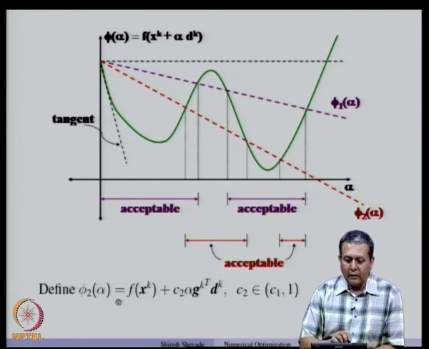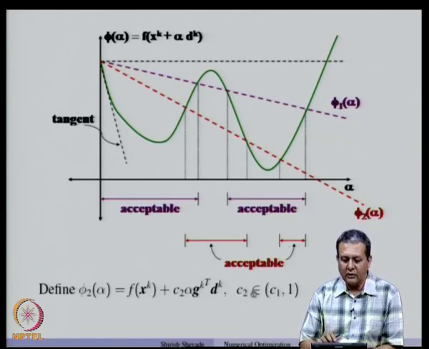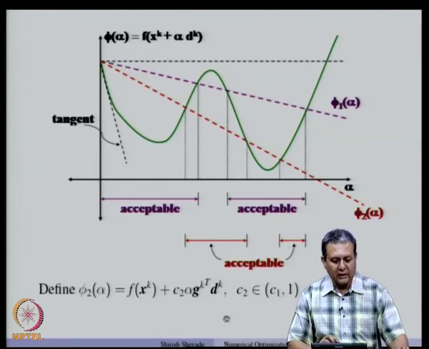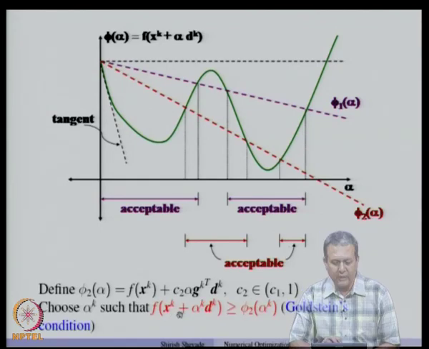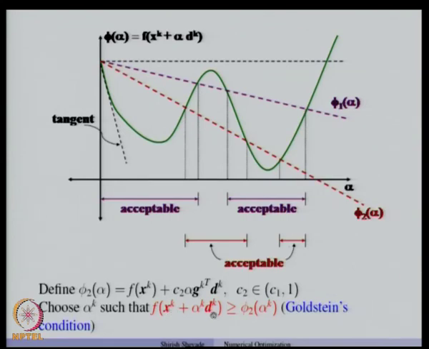So, if we define phi 2 alpha to be f of x k plus c 2 alpha g k transpose d k, where c 2 is a constant in the range c 1 to 1, then the Goldstein's condition says that your alpha k should be chosen such that f of x k plus alpha k d k is greater than or equal to phi 2 alpha k. So, these are the acceptable intervals according to Goldstein's condition, and these are the acceptable intervals according to Armijo's condition.